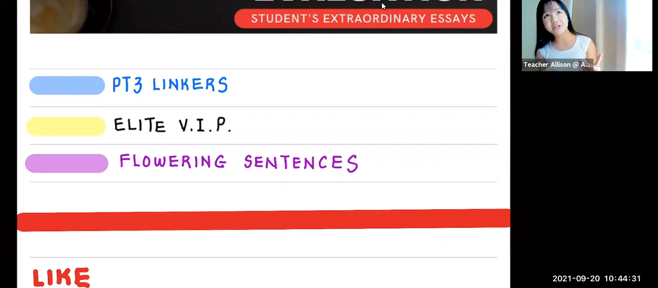If you're wondering, teacher, what's flowering sentences? Like, is there a lot of flowers inside? Well, in Chinese, it is called 有美句子, and these sentences are very descriptive sentences, something you're able to visualize without using bombastic words. We call them flowering sentences, which I'll give you a few examples of later.